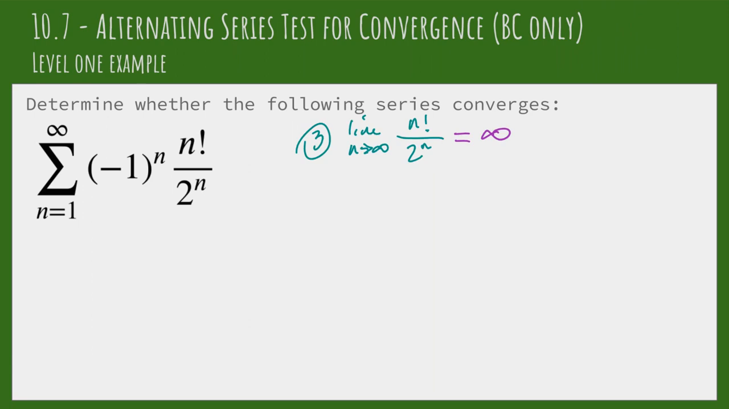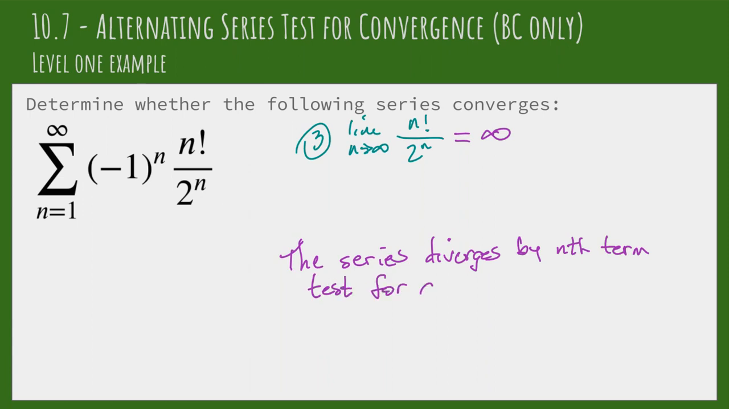And so right off the bat, we're not using the alternating series test. We're actually using the nth term test for divergence. So we're going to say the series diverges by the nth term test for divergence. So we never even got to using the alternating series test because that third condition was not true. And we know that since the limit doesn't approach 0, then the series is not going to converge.